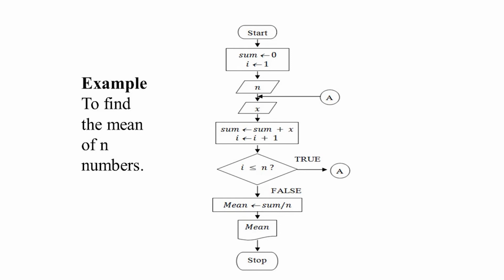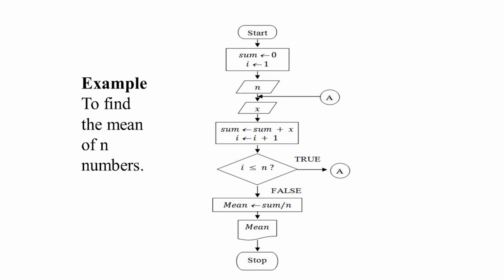The next step flowing down is to do the processing, or to perform the arithmetic operation. Within the rectangle, which refers to the processing, I say sum is equal to sum plus x, and then i is equal to i plus 1. Here I perform the arithmetic operation, because of which I am using the processing within the rectangle shape.